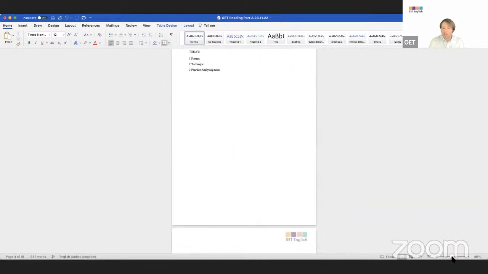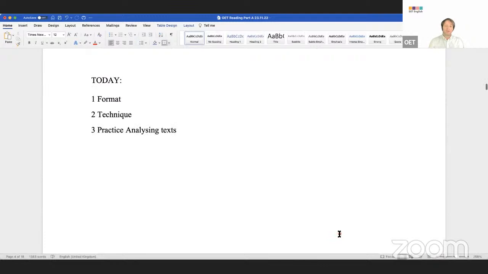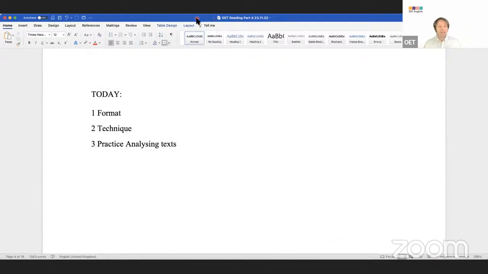We're going to try and do 3 things as we normally do. We'll start off with the format of the test. This is for people who are new to OET and maybe not 100% sure about what everything is like. Then we'll talk about the technique in general. And then we'll focus on what I call step 1, which is analyzing texts. And we will analyze many texts today. I think we've got about 6 or 7. Then there's also going to be homework in this class. I want you to analyze some texts for homework. Okay, so let's get started.